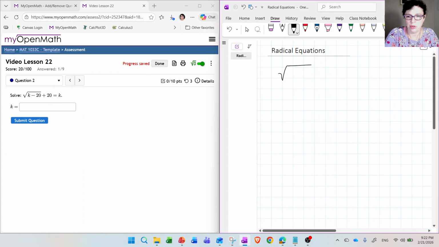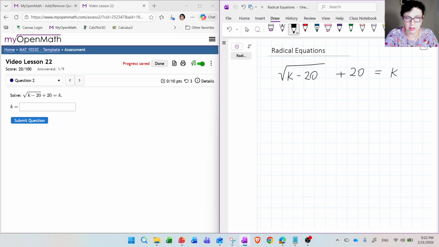First, we are going to start with this equation: the square root of k minus 20, plus 20, equals k. So the k minus 20 is under the radical, and then k is on the right-hand side.